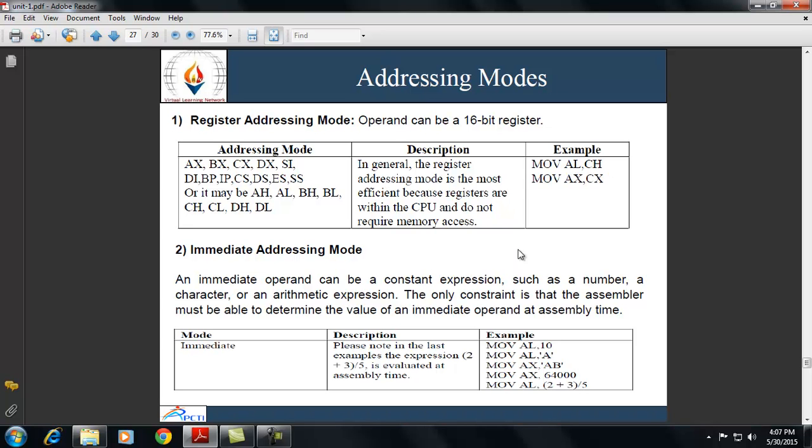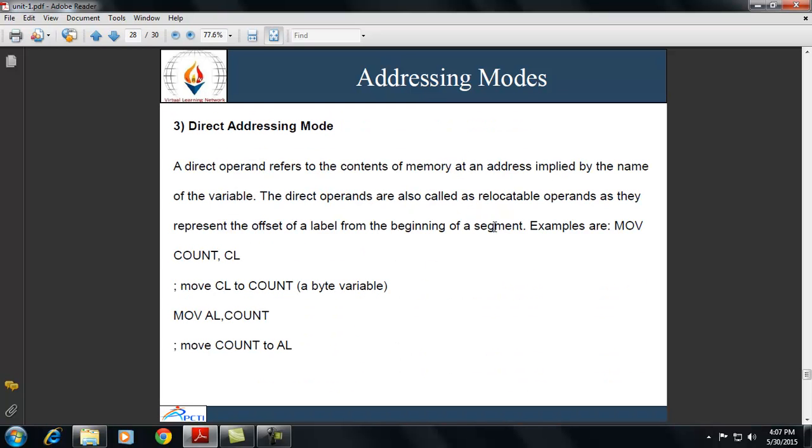Immediate addressing mode means the immediate operand can be a constant expression such as a number, character, etc. For example, if we write MOV AL, 10, then 10 is a constant. Here A is a character, AB is a string that we will move to a particular register.